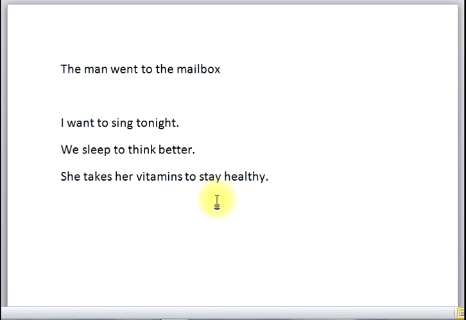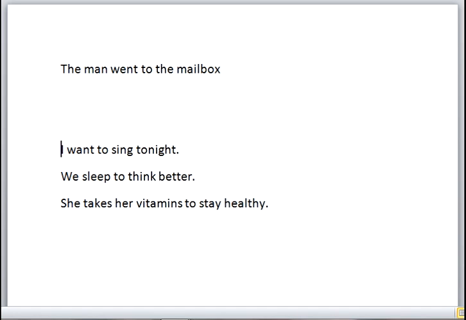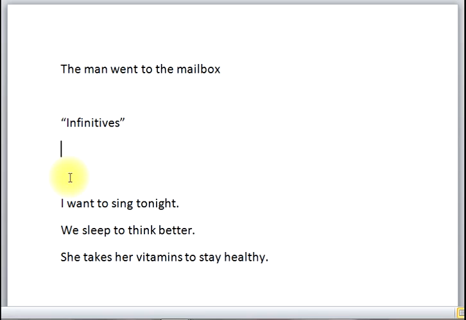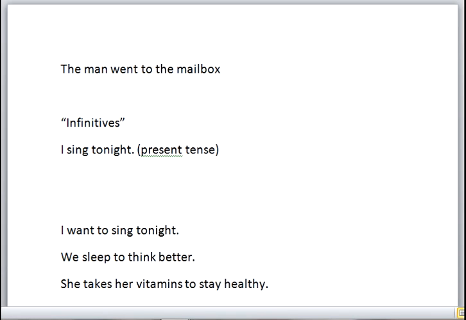You have to be able to recognize something here. These are not prepositional phrases. These are what are called infinitives. Okay? And see, the thing about a verb, I'm going to take this one right here: I sing tonight. Now this is present tense, right? This is how you would say it if you're doing it right now. Let's just do, I sing.